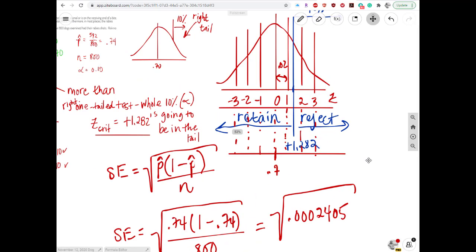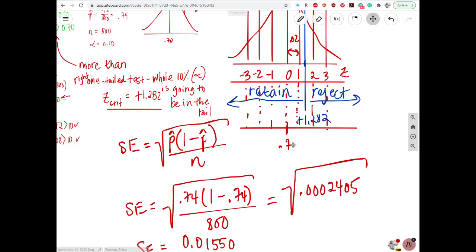So if I continue adding the 0.02, I'm going to get that this next line right here is going to be 0.72. And the next one is going to be 0.74, and the next one is going to be 0.76. And in the opposite direction, I know that this one is going to be 0.68 and 0.66 and 0.64. So if I line up what my ZCrit is, I'm going to get a proportion raw score of about 0.725. Something like that. Okay, awesome.